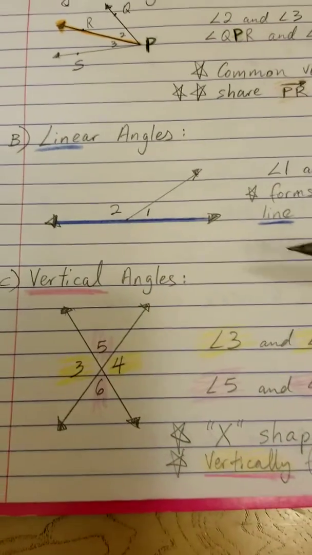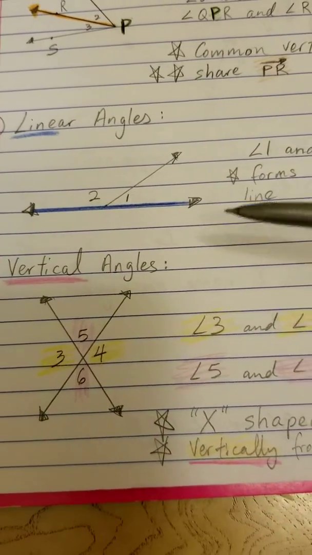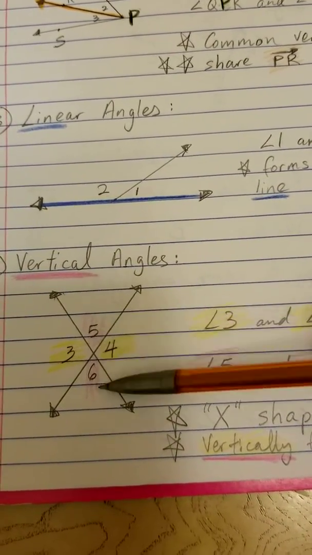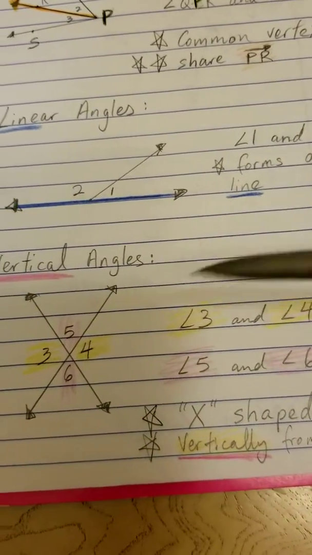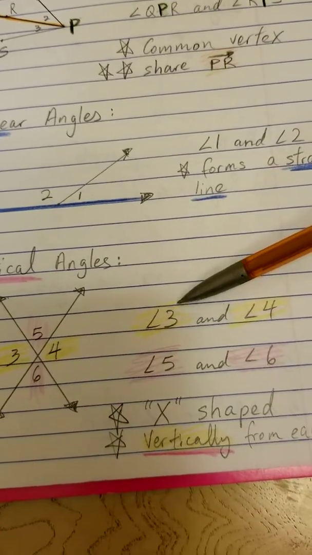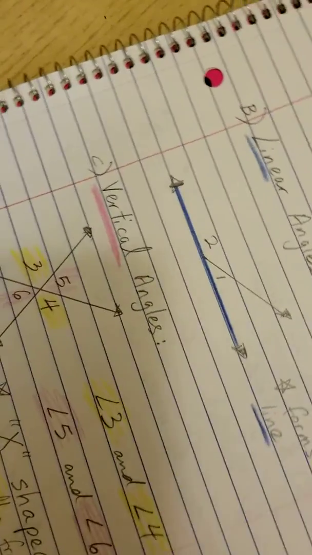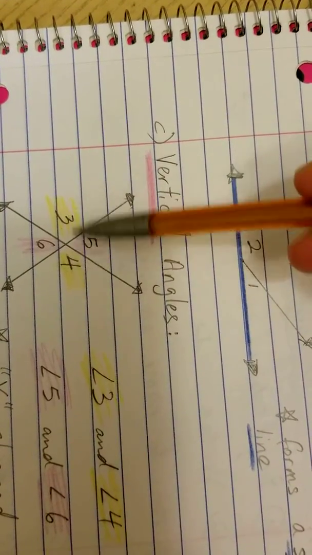The next type of angle is called vertical angles. They're called vertical angles because they're vertically opposite from each other. So in this case, it's angle 5 and angle 6. Why are angles 3 and 4 vertical as well? If you turn the drawings around, they are also vertically opposite from each other.